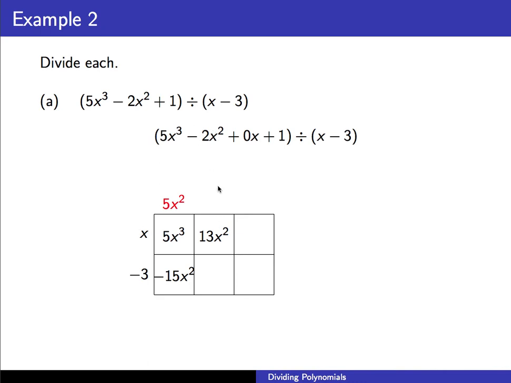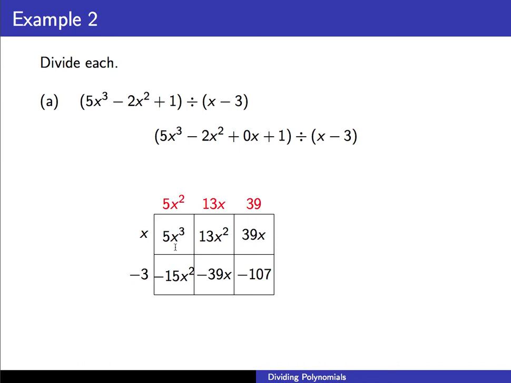So 13x squared divided by x is going to go above this second column. That gives us 13x. 13x times negative 3 is going to go in this cell down here, and that gives us negative 39x. We need to combine that with what's going to be written in here to get 0x. So again, make sure you fill in any missing terms. What do we have to add to negative 39x to get 0x? We have to add 39x. So negative 39x plus 39x gives us 0x. And then above this column, 39x divided by x is 39. That goes above here. And then 39 times negative 3 is negative 117.